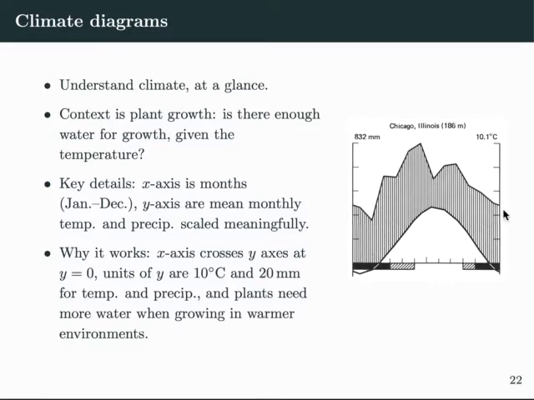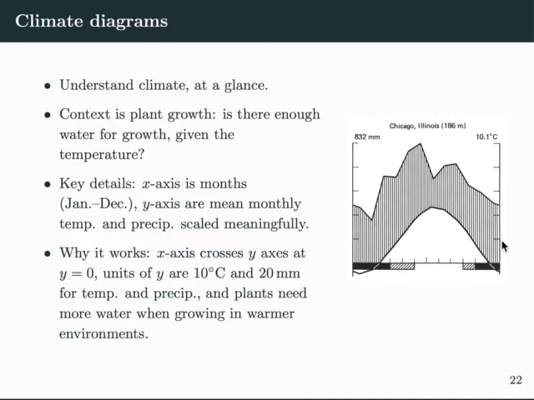The top line in this graph is precipitation. The fact that this precipitation line is above the temperature line means that this environment has plenty of water to support robust plant growth. It's telling us that precisely because of the way it's scaled. Where we have this tick mark on one side, that's 20 millimeters of precipitation. On the opposite side, we've got 10 degrees Celsius of temperature.